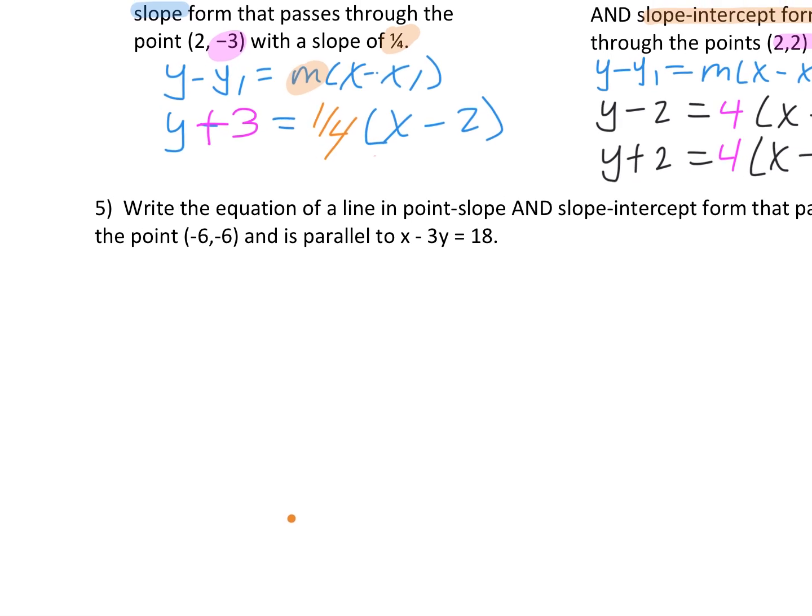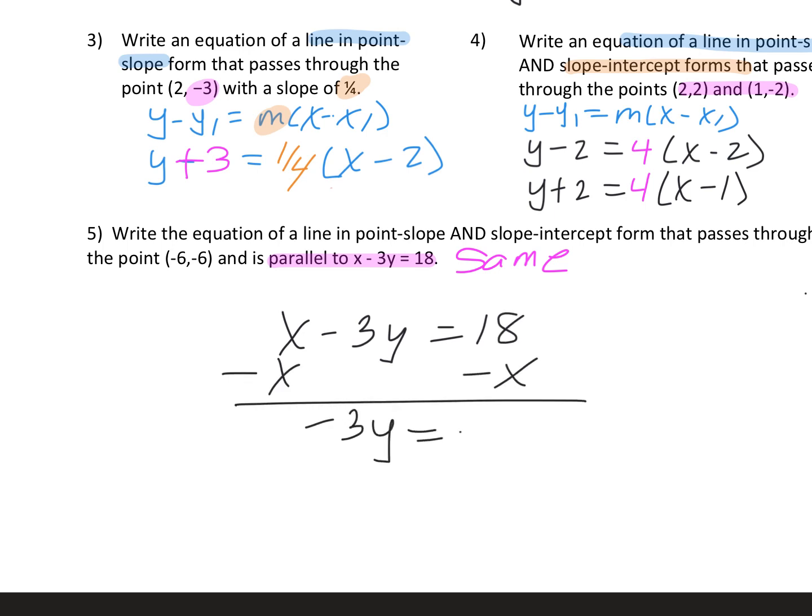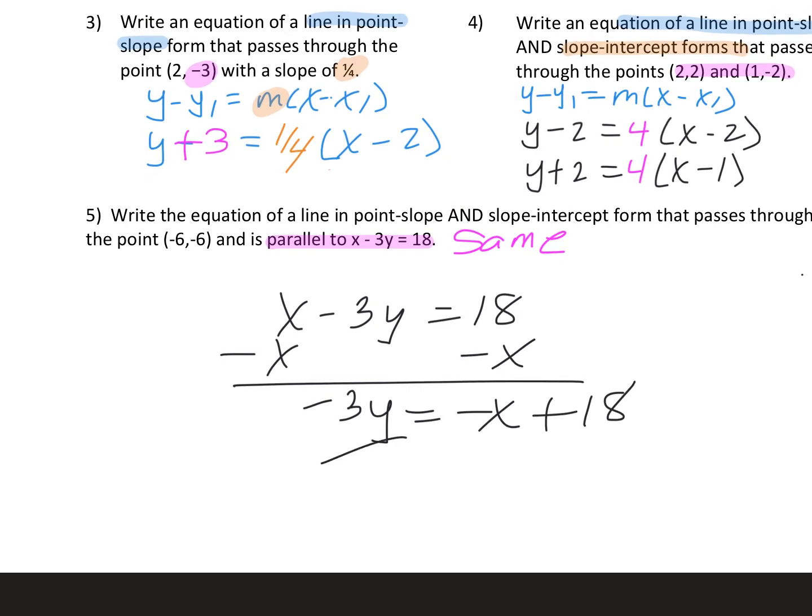Okay, so it says write the equation of a line in point slope and slope intercept. Okay, so it says it's parallel to this. What do you know about slopes that are parallel? They're the same. Well, before we can figure out what the slope of this line is, we need to get it into slope intercept to figure out what the slope is. So I'm going to do this part pretty quickly because I know you guys know how to do that. So I'm going to move the x over to the other side. Then I'm going to divide by negative 3. I really don't even need to finish this out because all I'm really interested in is that slope right there.